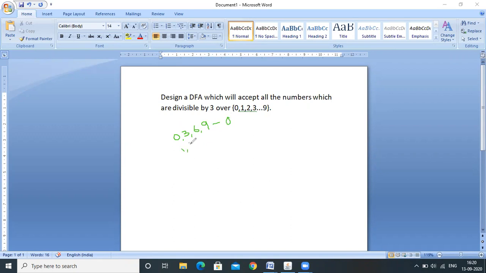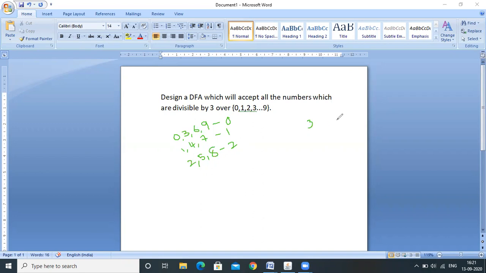1, 4, 7 with remainder 1. 2, 5, 8 with remainder 2. These 4 numbers are one group, these 3 numbers are another group, and these 3 numbers are another group, with remainder 0, remainder 1, and remainder 2. So whenever you perform modular division with 3, the possible remainders are 0, 1, 2.